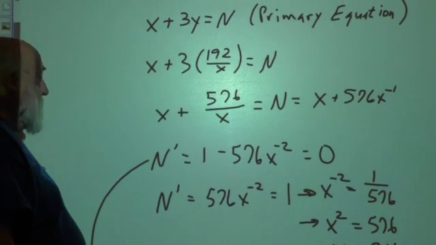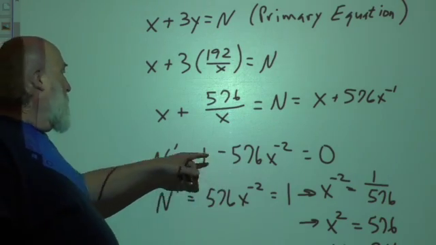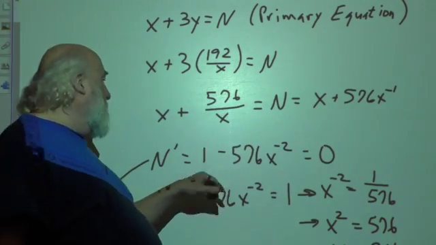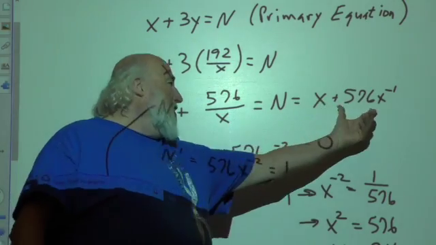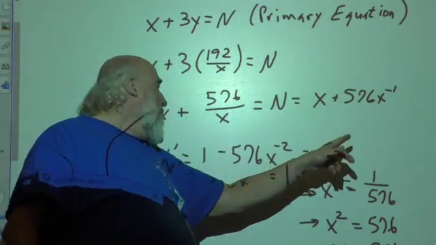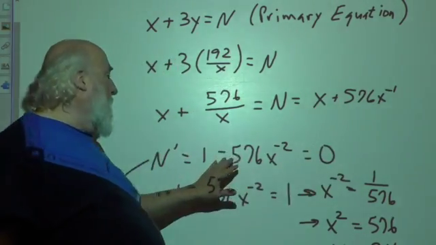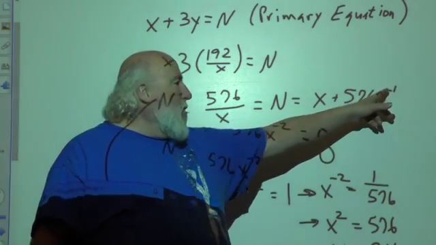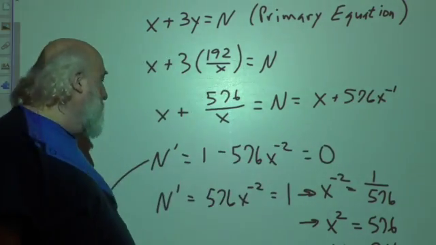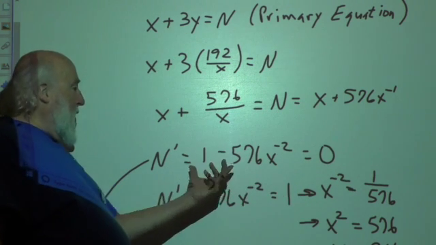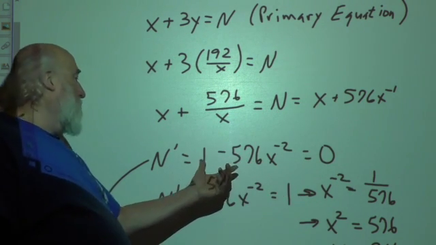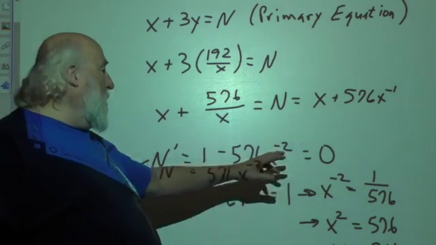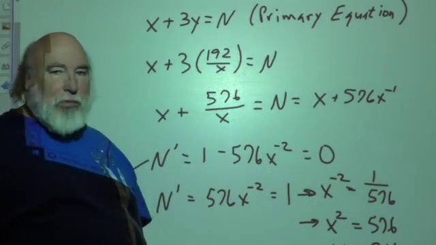Speaking of deriving, that's exactly what we're going to do here. The derivative of x is 1. The derivative of this expression, this negative 1, comes in front of the 576, we get negative 576. Subtract 1 from the exponent of x and that gives me x to the negative 2. And then that is going to be our first derivative. And we're going to set that equal to 0 and solve for x. See what we get.